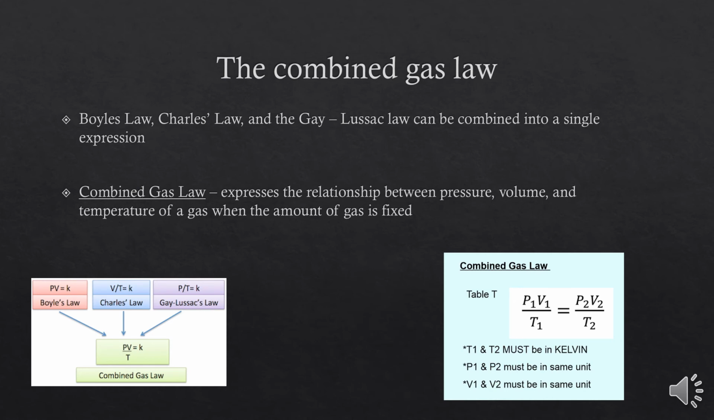The combined gas law. This one is Boyle's law, Charles's law, and Gay-Lussac's law all combined into one singular expression. As you can see on the left-hand figure here, we're taking all of these things and putting them together. It expresses the relationship between pressure, volume, and temperature of a gas when the amount is fixed. Next chapter, we're going to talk about what happens when the amount changes, but for this chapter, we're just talking about a certain amount of gas. So it's P1 V1 divided by T1, so the pressure and volume over temperature 1 is equal to the second pressure and the second volume over the second temperature.